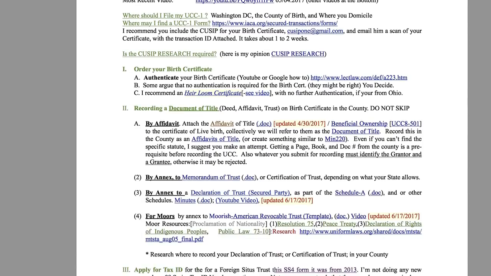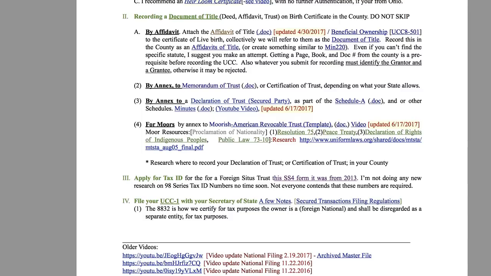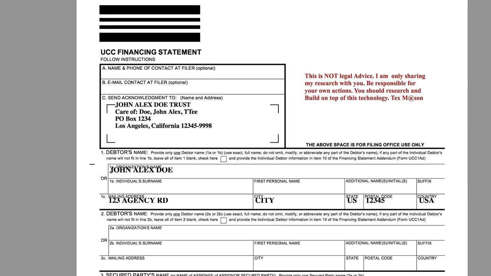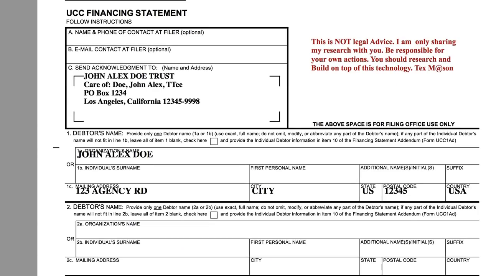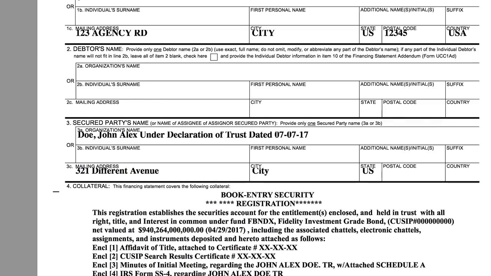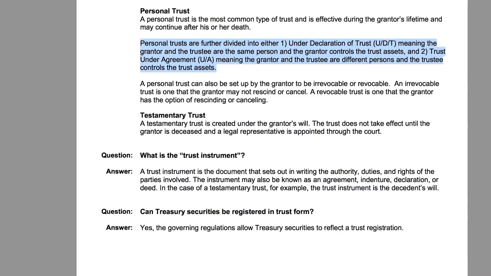So you'll notice, let's click the secured party filing down here, which is always found at the bottom of this UCC here. And I mean the bottom of the master file. So now we've changed the registration statement, and it says Doe John Alex, which should be trustee, under declaration of trust dated 07717. Why? Because we are following the guidelines of this right here, meaning the grantor and the trustee are the same person, and the grantor controls the trust assets.